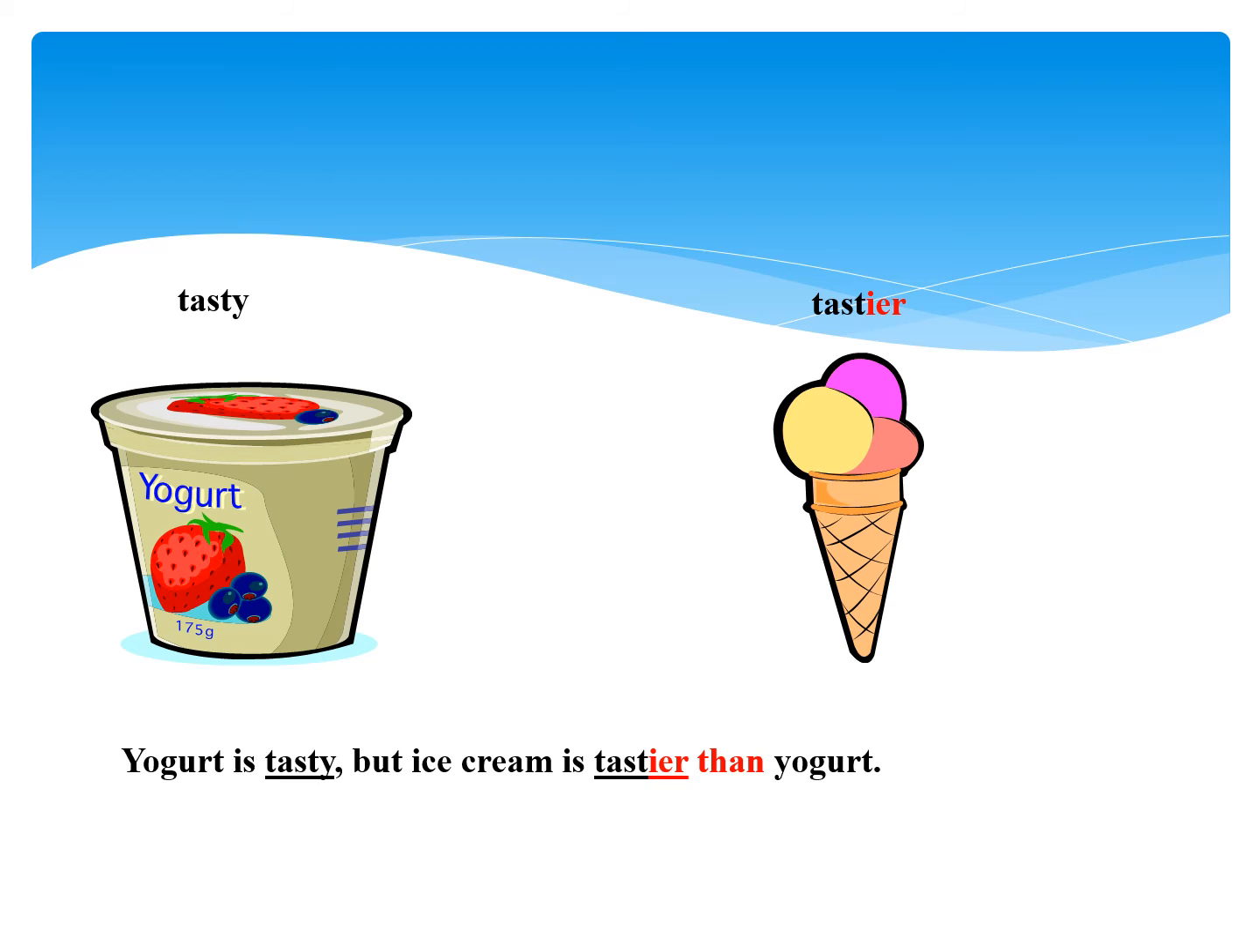Tasty, and this adjective ends in y. So yogurt is tasty, but ice cream is tastier than yogurt. As you can see here, the adjective ends with y. So tastier.